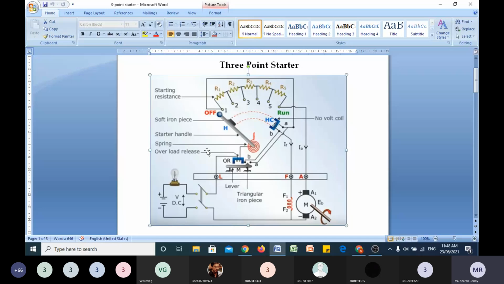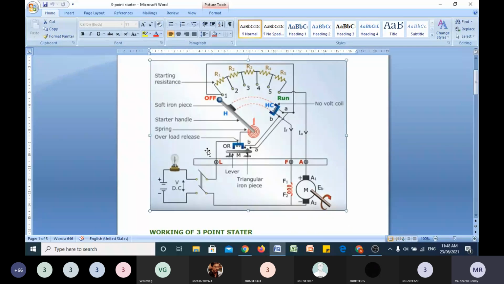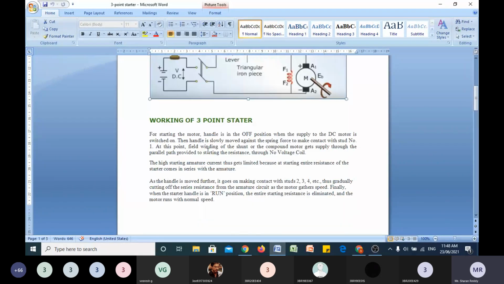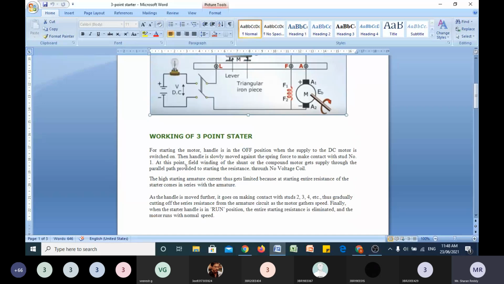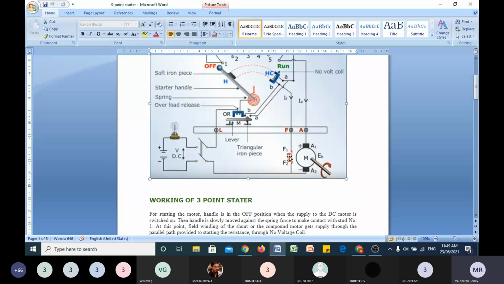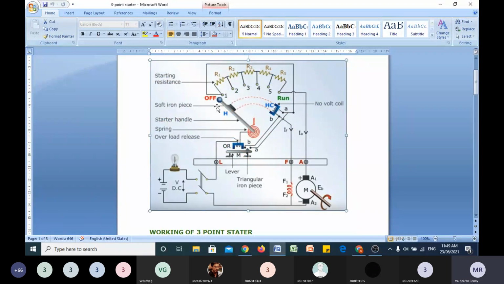Is it clear now? Any doubts with respect to the starter? The same explanation I told you: stud number 1, and then the resistance goes on decreasing, and it reaches the run position. There are 2 positions, the run position and the off position. When it is at the run position, it is the normal working condition. Again, it is spring controlled. And you already used it in the laboratory. It is a box-like structure, isn't it? Yes, sir. So you already used it. Any doubts in this?